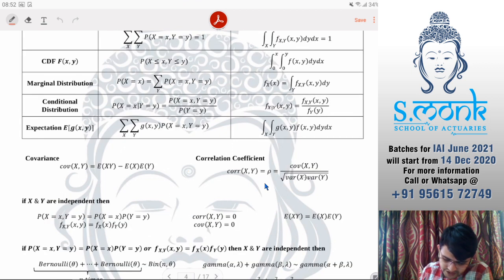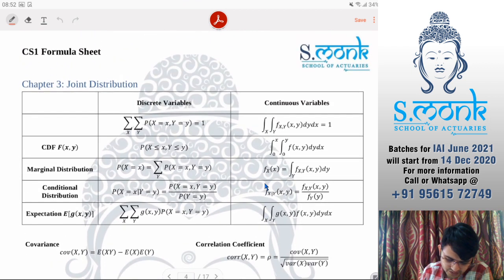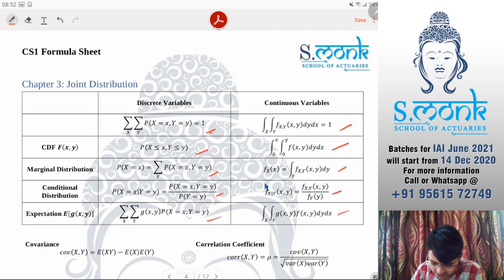Let's move on to our next chapter, that is joint distribution. In joint distribution, you have to take care of all of these formulas. You'll have to remember these formulas. Okay, so basically sum of all probabilities is 1. How to find our CDF? Okay. Then marginal distributions, conditional distributions, and expectations. These are the basic formulas that you will have to remember.